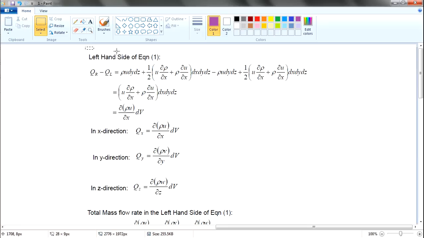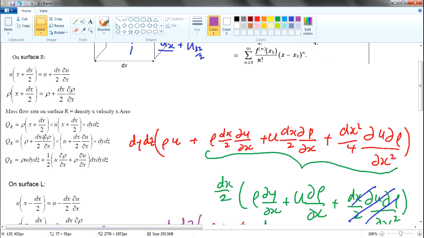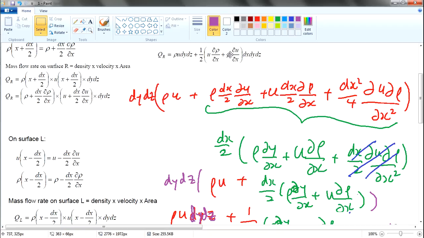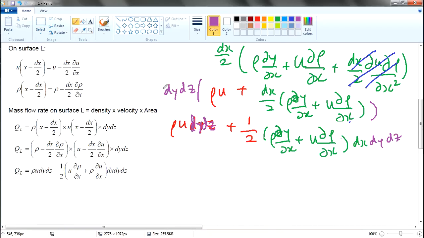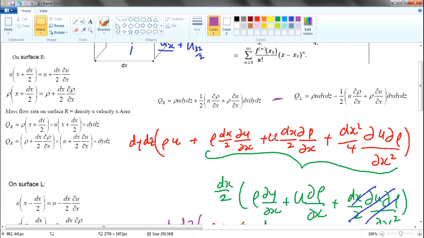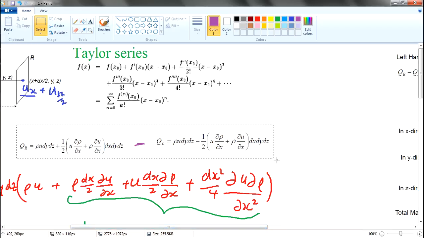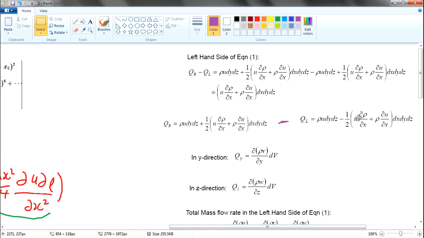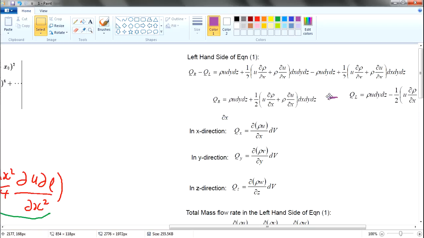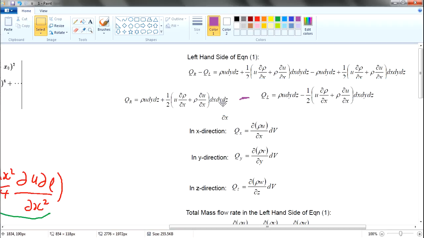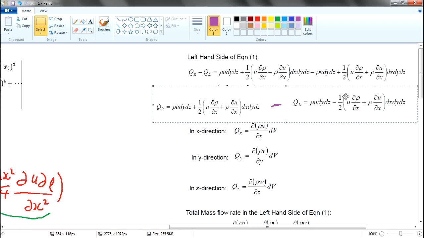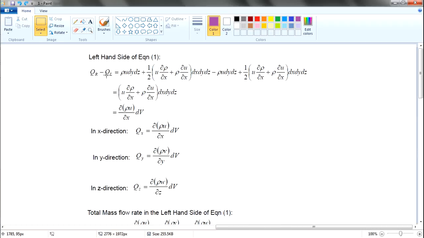As you can see, the left hand side of equation 1 is QR minus QL. So in fact we are trying to take this equation minus this equation. If you compare, this is simply the same. Maybe I should bring all this over here. You double check, I'm not lying. This portion is QR and this portion is QL. They are the same thing. So if you take QR minus QL, you will eventually get this over here.